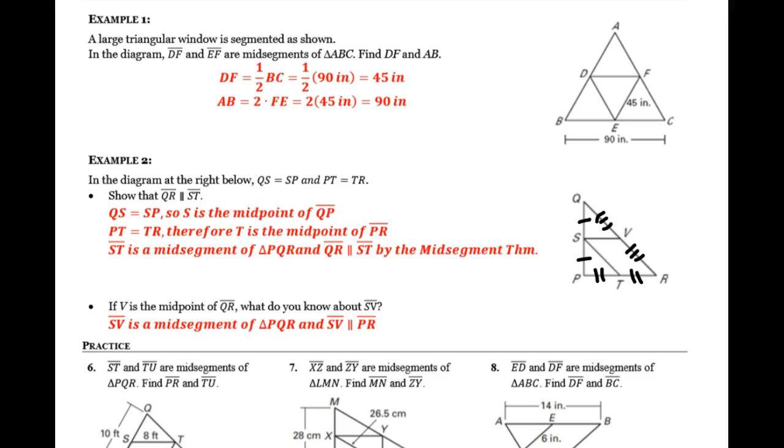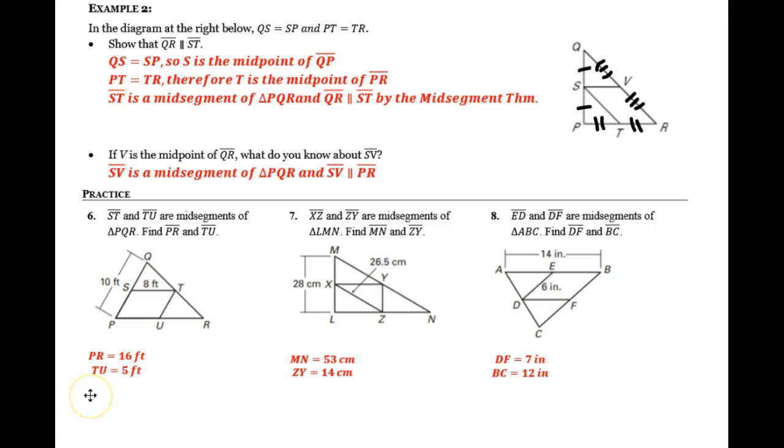All right, practice the 3 problems below and make sure you ask me questions if you don't understand them. All right, in number 6, PR is 16 feet, TU is 5 feet. Number 7, it should be 1, 2, and 3, but MN is 53, ZY is 14, and number 8, DF is 7, and BC is 12.